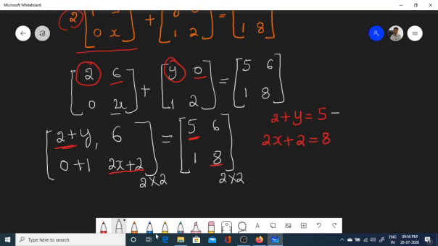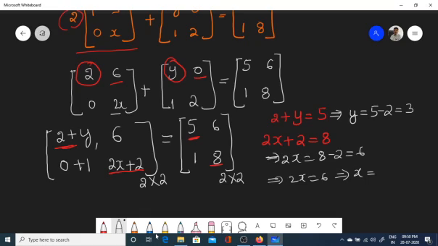So ಇಲ್ಲಿ ಈಗ this gives Y is equal to 5 minus 2, that is equal to 3. And from this we are getting, so this implies 2X is equal to 8 minus 2, that is equal to 6. So that implies 2X is equal to 6, that implies X is equal to 6 by 2, so that is equal to 3. So we are getting the value of X is equal to 3 and Y is equal to 3.